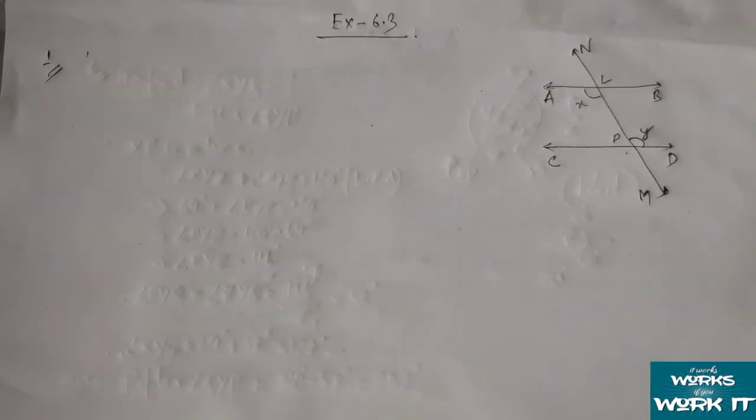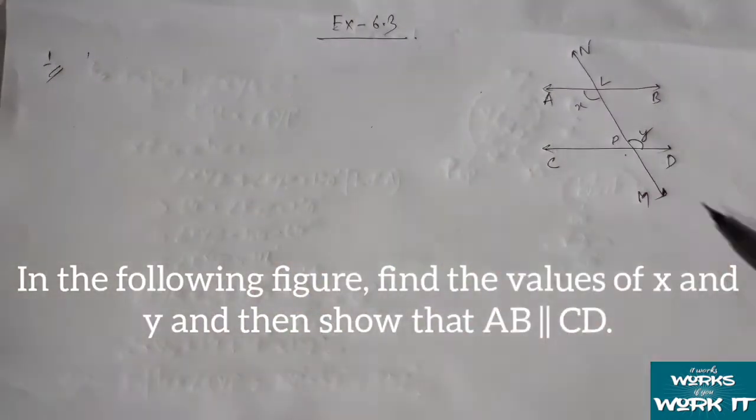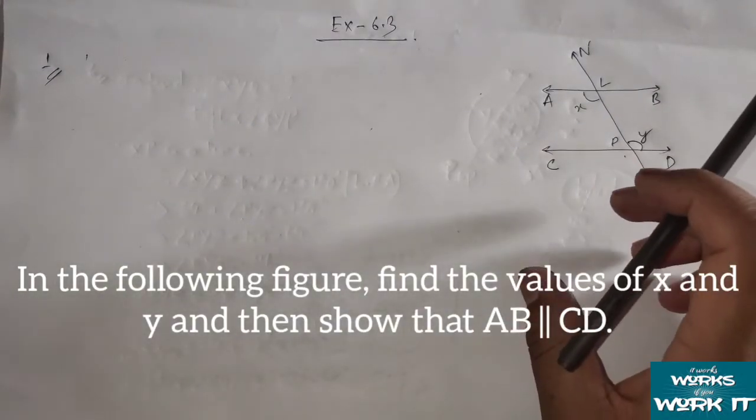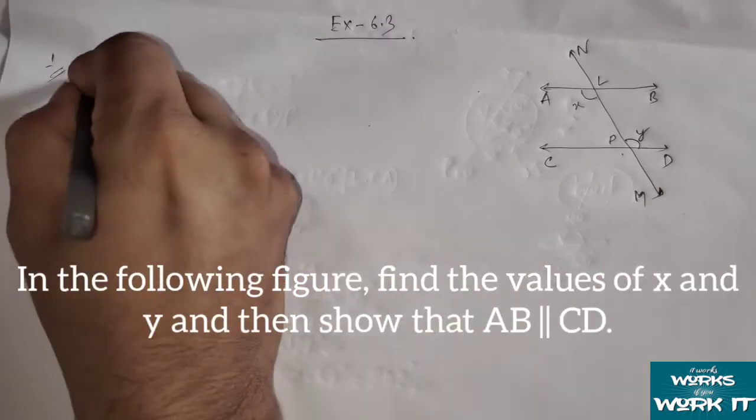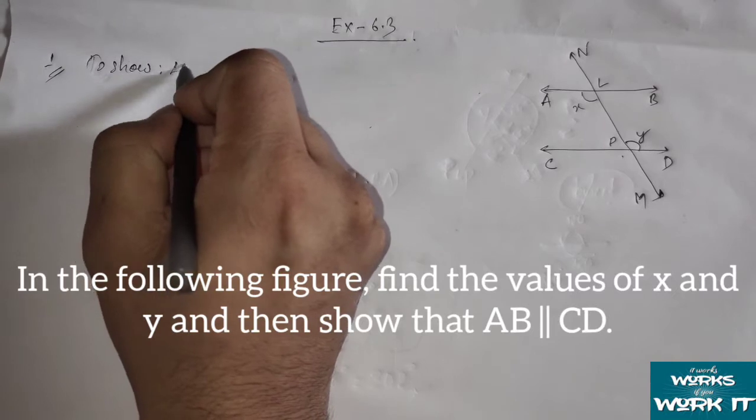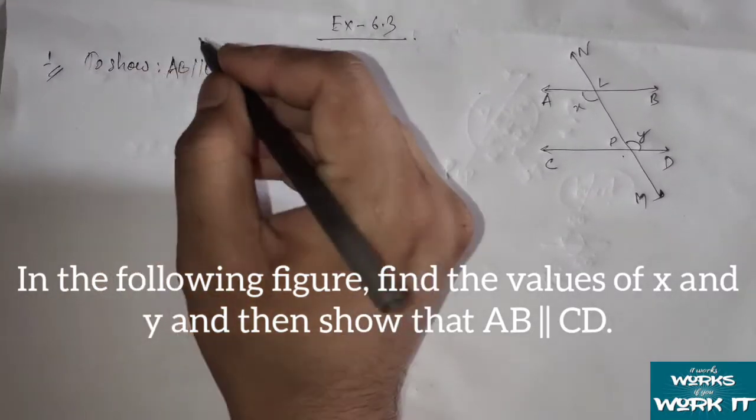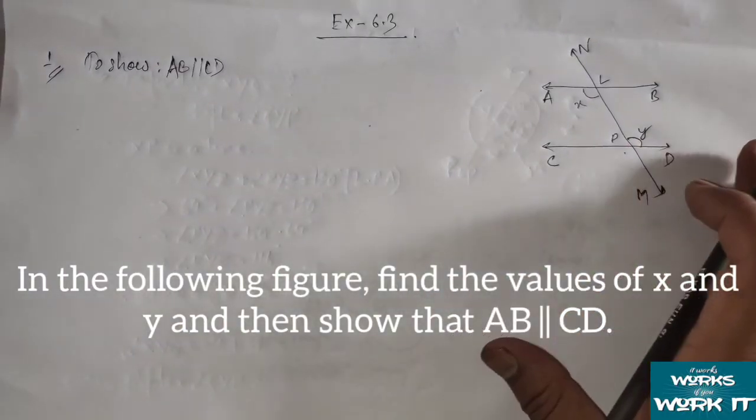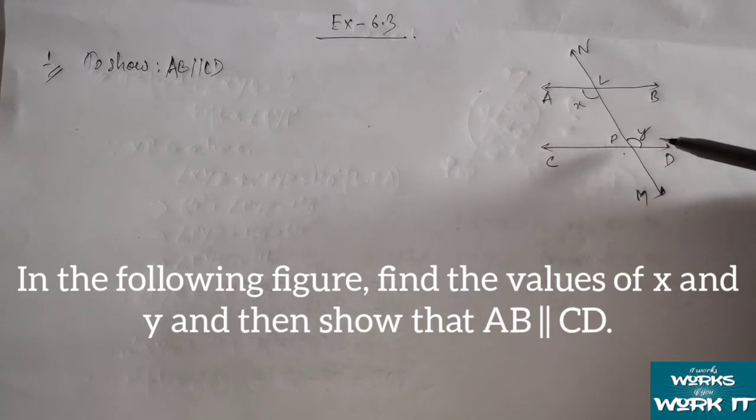Hello students, we will do exercise 6.3 question number 1. In this question, if you see in the book, we have to show that AB is parallel to CD. AB parallel to CD we have to show. This is the diagram given in the textbook in the question.